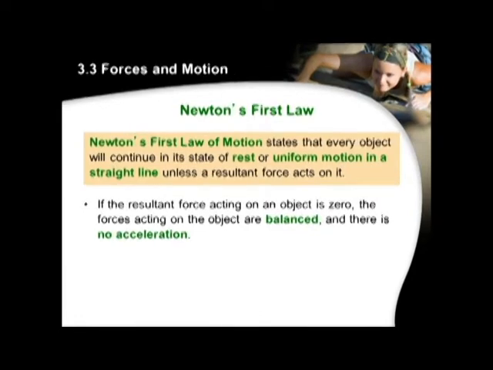Okay, it is called the law of reluctance, inertia, because basically the forces acting on it are balanced and there is no acceleration. The forces acting on this body are balanced. There is no acceleration. It either remains at rest or it will continue in a uniform motion in a straight line.